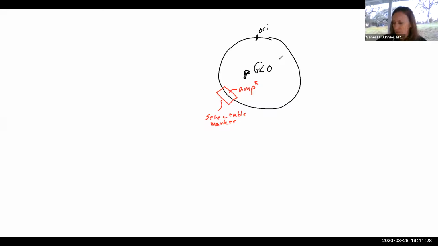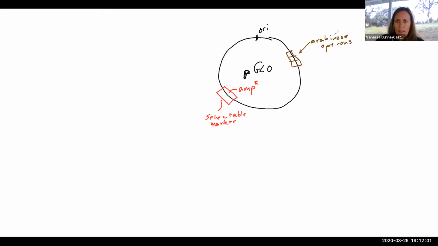Now, in addition to this selectable marker, there's a totally different region of this plasmid that has an operon with genes encoding for arabinose catabolism, the ability to break down arabinose. So this is called the arabinose operon. Remember, operons are a collection of related genes. In this case, arabinose is a sugar.